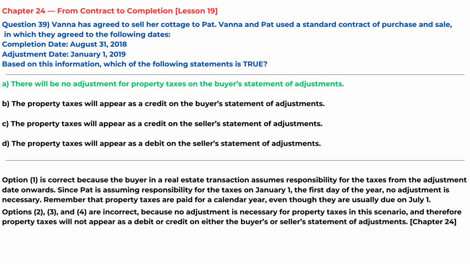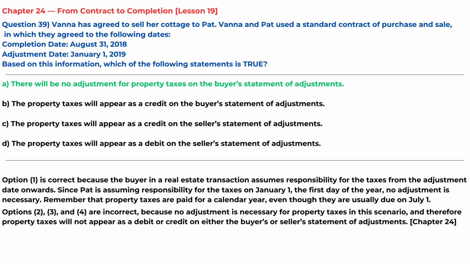Option 1. There will be no adjustment for property taxes on the buyer's statement of adjustments. Is correct because the buyer in a real estate transaction assumes responsibility for the taxes from the adjustment date onwards. Since Pat is assuming responsibility for the taxes on January 1st, the first day of the year, no adjustment is necessary. Remember that property taxes are paid for a calendar year, even though they are usually due on July 1st.